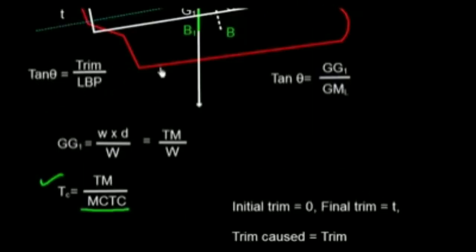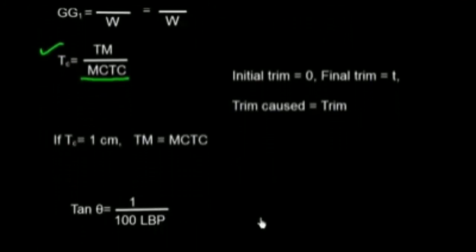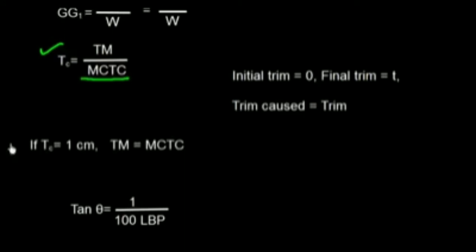We have one more interesting relationship, that tan theta is equal to trim by LBP. The trim is 1 centimeter, and we use the unit in meter, so 1 centimeter is equal to 1 by 100 meter. I can write it like this also: tan theta is equal to 1 by 100 into LBP, that is length between perpendiculars. So 1 centimeter I have written as 1 by 100. This quantity is 1 centimeter. Let me again mark this just to emphasize it.